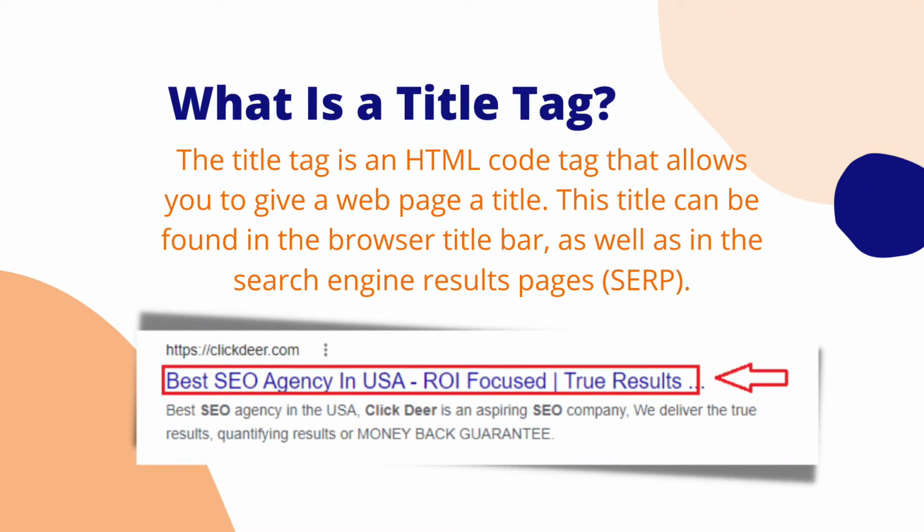Alright guys, so let's dive straight into the topic. First of all, what is a title tag? Well, a title tag is an HTML code tag that allows you to give a web page a title. This title can be found in the browser title bar as well as in the search engine results pages. And here is a snapshot of the title tags, and this is how it appears in the search results.